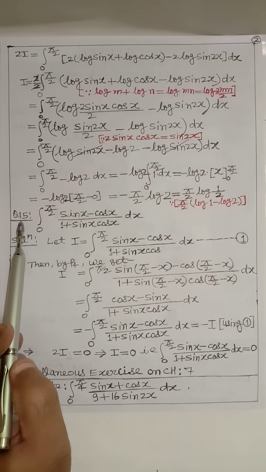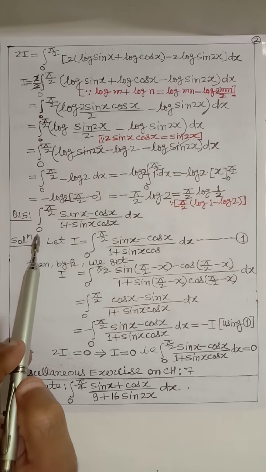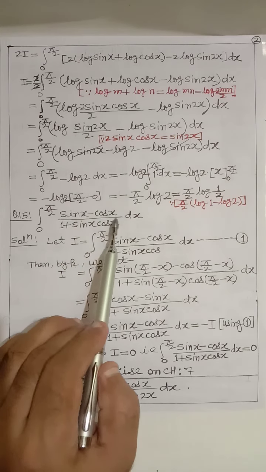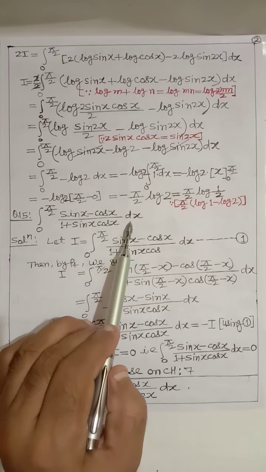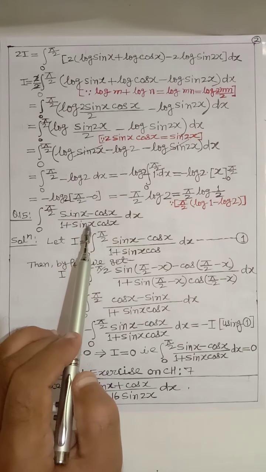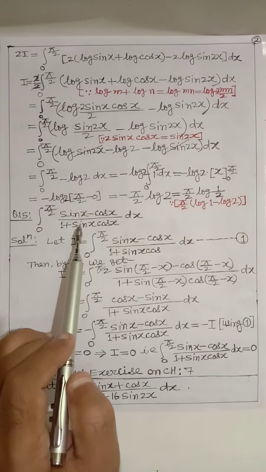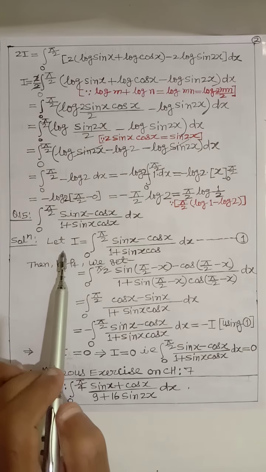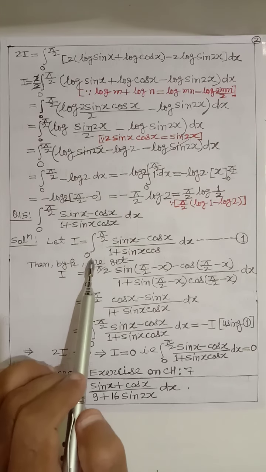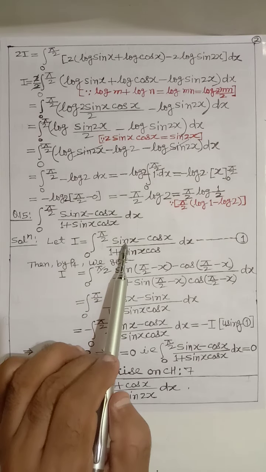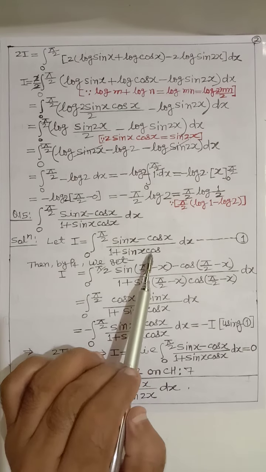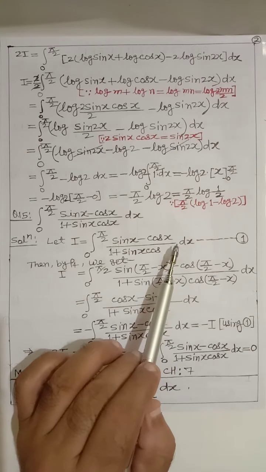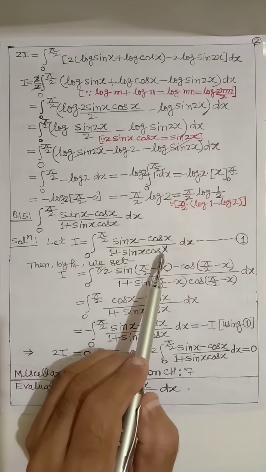Now question number 15. Integration of 0 to pi by 2 of sin x minus cos x by 1 plus sin x cos x dx. Evaluate this using property of definite integrals. To find the solution, let I be equal to integration of 0 to pi by 2 of sin x minus cos x by 1 plus sin x cos x dx. This is taken as 1.